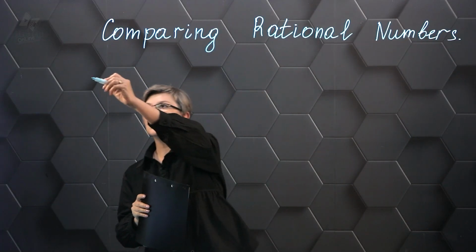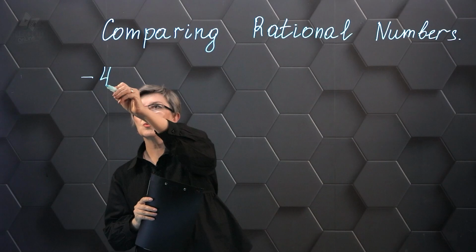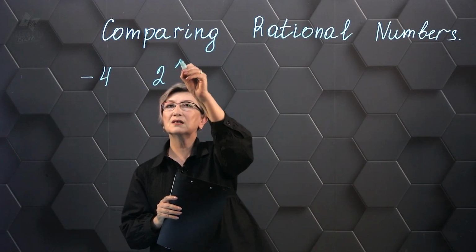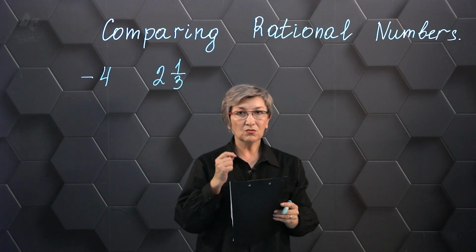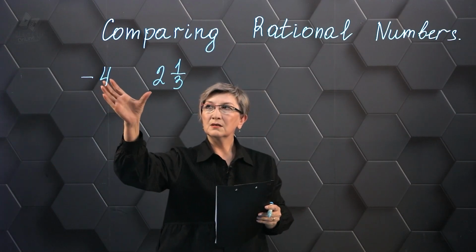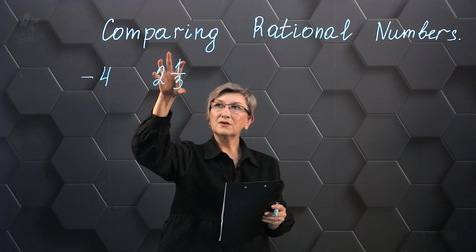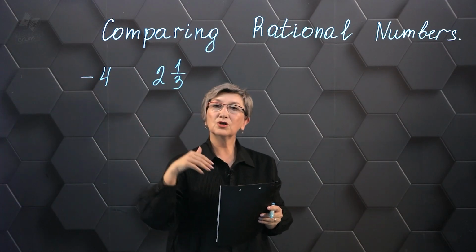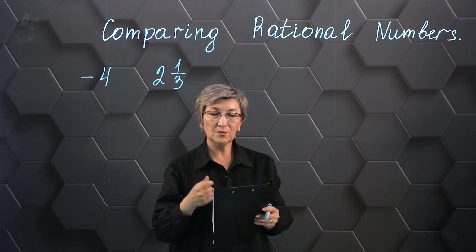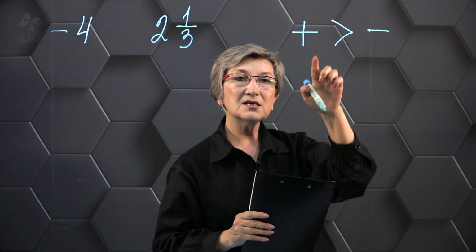So we need to compare, for example, the number -4 and two and one third. If we see rational numbers, 2 1/3 and a negative number, which is also a rational number, then the rules of comparison do not change. Let's recall these rules. If I compare a positive number and a negative number, the positive number is always greater. I'm going to write down the basic rules for comparing numbers.